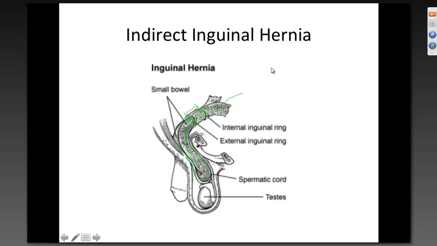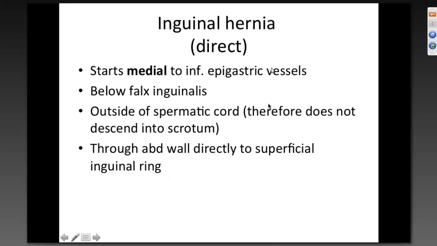All right, so no questions. Good. All right, so I'll move on here. So we've talked about the indirect. Let's talk about the direct.